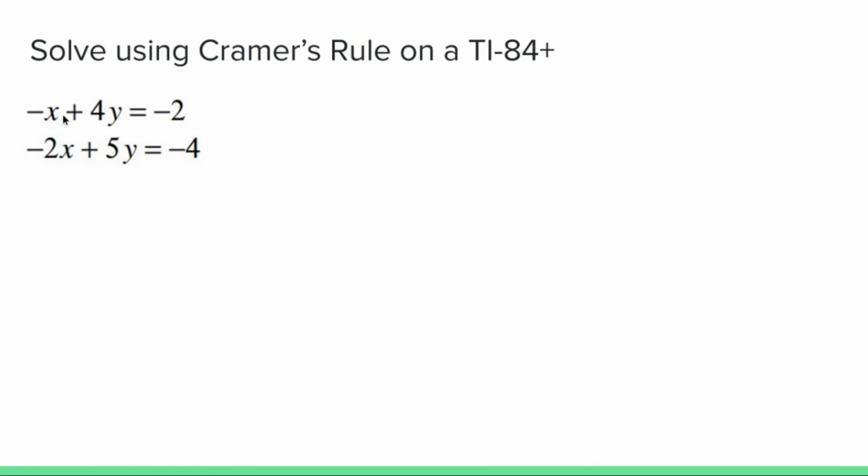And that's what we have here. X, Y equals number. X, Y equals number. So that's good. What we're going to do is turn the coefficients into a matrix. So we have a negative invisible 1 living here, then a 4, then a negative 2. So our first row of this matrix is negative 1, 4, negative 2. The second row is already nice: negative 2, 5, negative 4.